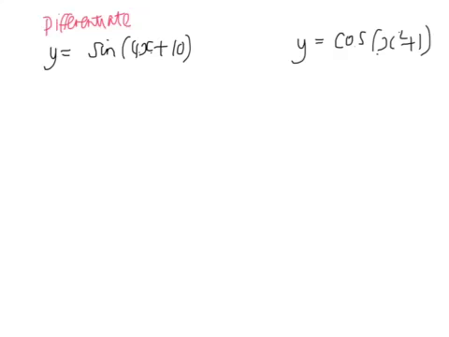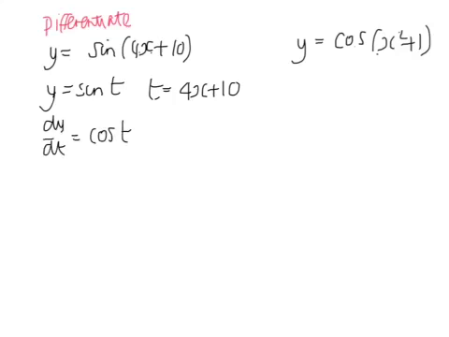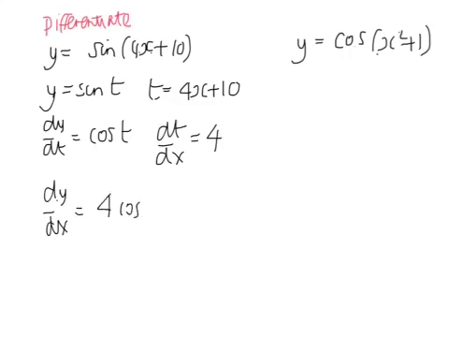Let's try some with sine and cosine. You know how to differentiate those now, so we'll try those. So here we've got y equals sine of a function that we're going to call t. So y is sine t, where t is 4x plus 10. dy by dt is cosine of t, and dt by dx is 4. Putting them together to get dy by dx, we've got 4 cos t. I'm going to go straight for putting that in as 4 cosine of 4x plus 10.